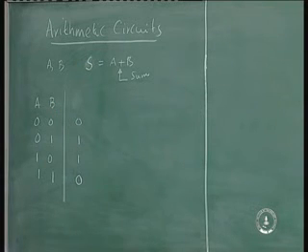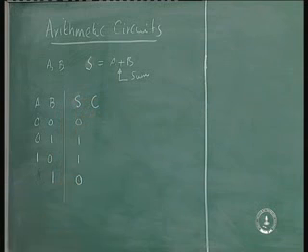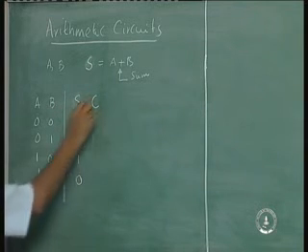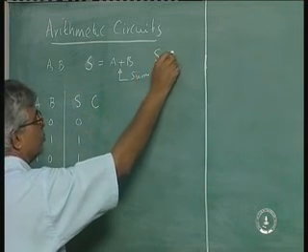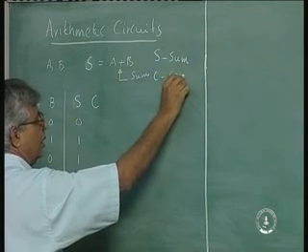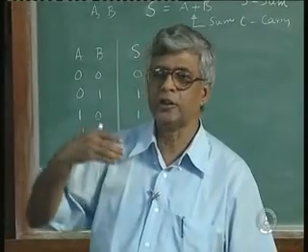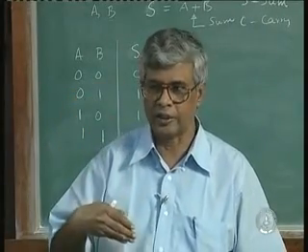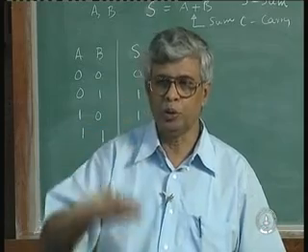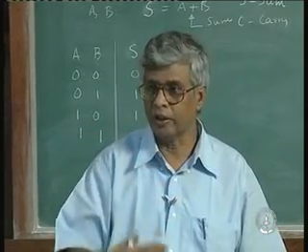So S is the sum, and I will call this C as the carry. S stands for sum, C for carry. The carry is when you have a digit which is overflowing, and that overflow has to be accommodated elsewhere, in the next computation stage. The next time you compute, you have to take into account this overflow before you can proceed with the addition.